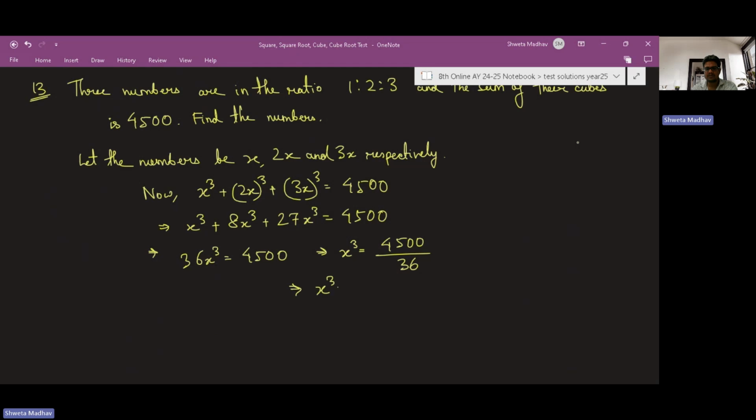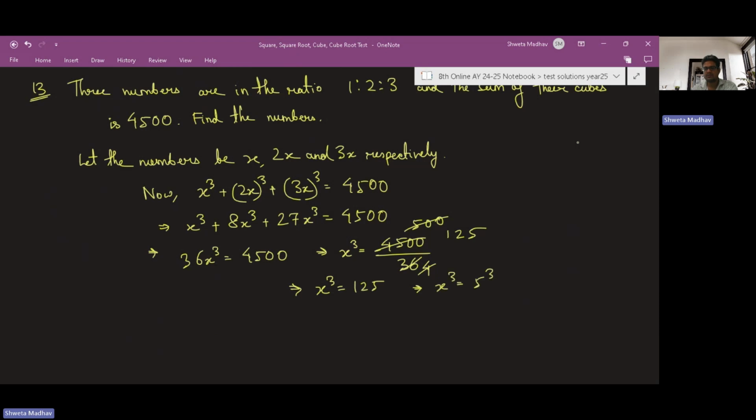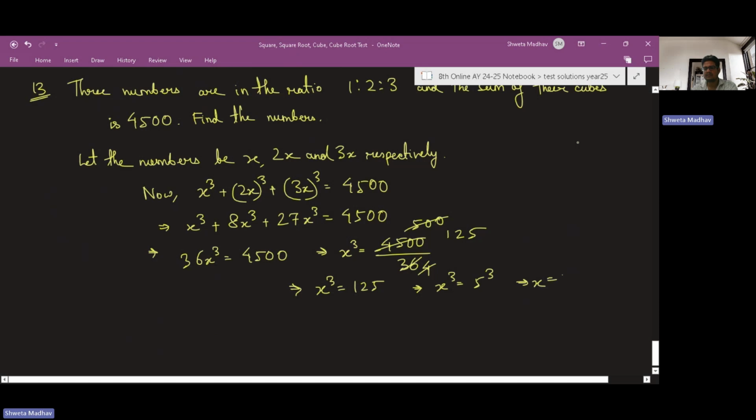Therefore, now we can say that x cube will be, 9 fours are 36, 9 fives are 45. So 4 ones are 4, 4 twos are 8, and then 4 fives are 20. So x cube is 125. So it means x cube is 5 cube. It means that x equals 5.